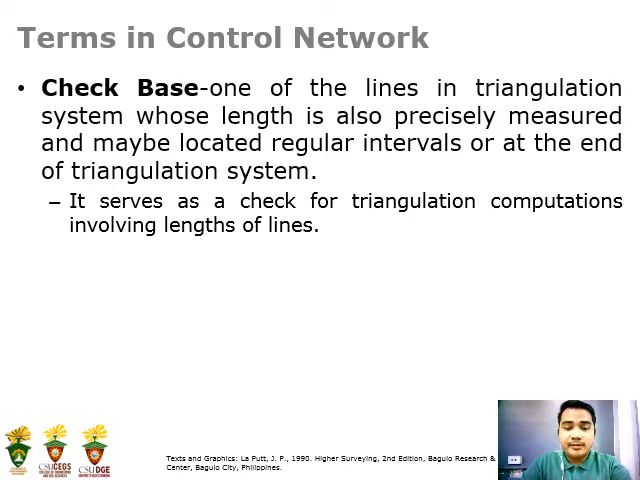Another term for control network is the check base. When we say check base, it is one of the lines in a triangulation system whose length is also precisely measured and may be located at regular intervals and or at the end of the triangulation system. So, for example, if we have a triangulation system here, the baseline is at the start of the triangulation system, and the check base is at the end, the farthest line. This line is also measured precisely, the same as the way the baseline is measured.